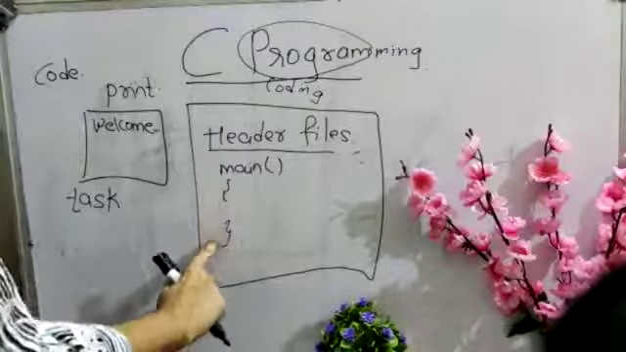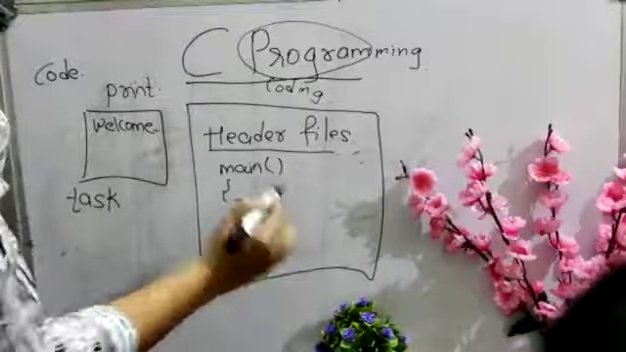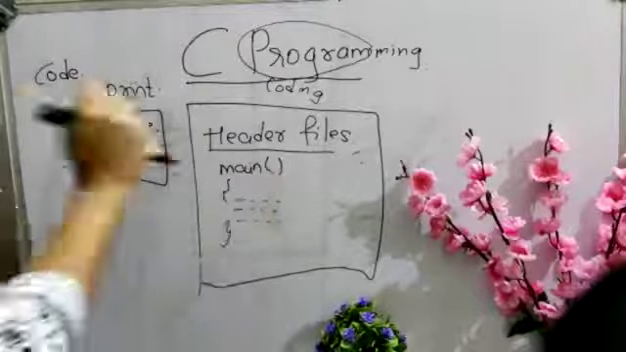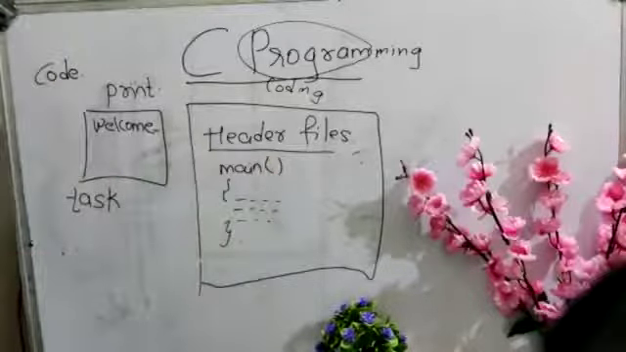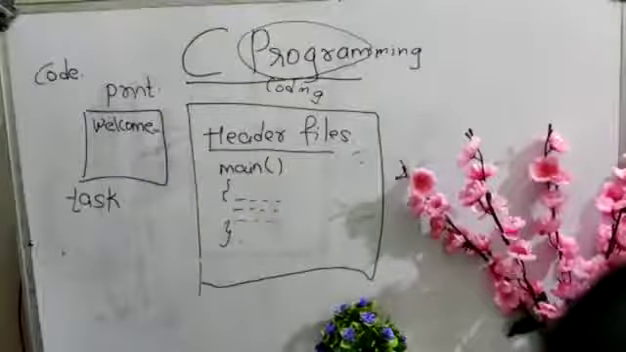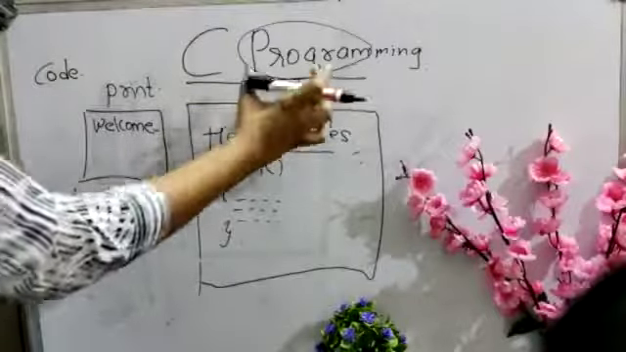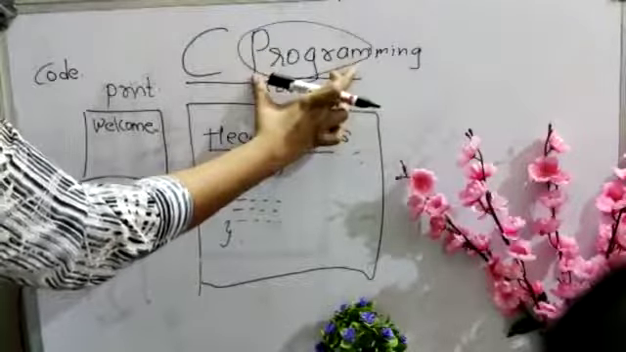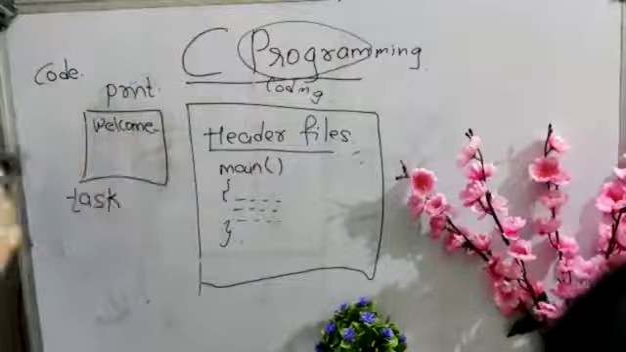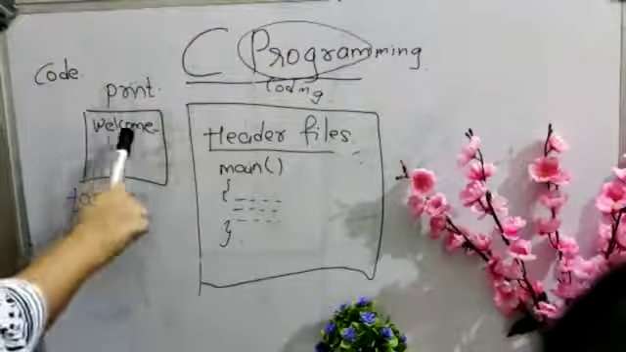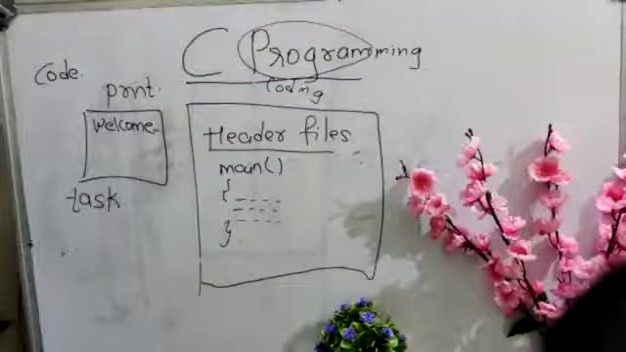Now what is this function? The function will have a set of statements which will take the input to do a particular task. I am repeating once again. Listen, in C programming I have to do coding, I have to create a program. So what is my task? My task is to print this message. The message is welcome.